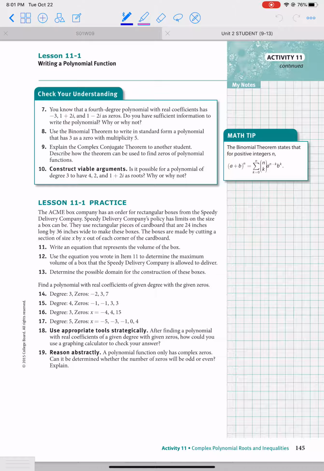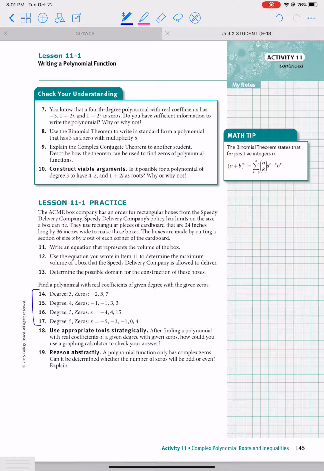All right, welcome to the 11.1 practice homework review. This was the one where we had to set up our own equation using either a story problem or the zeros, and then actually try to figure out the standard form, so distributing. So this might be kind of a long video because of the distributing that we have to do for 14 through 17, but let's start looking at number 11.